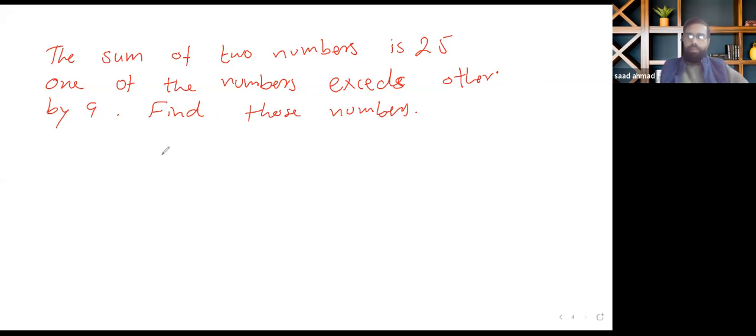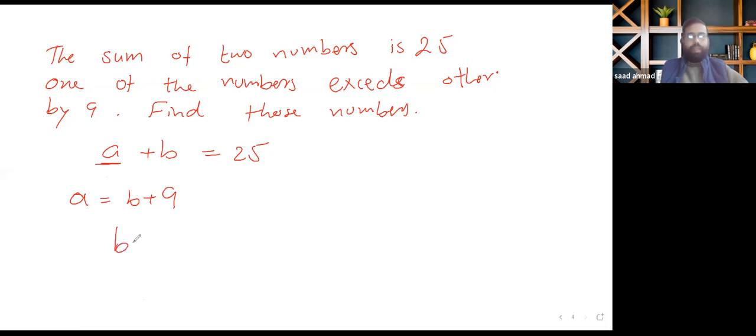All right, so the sum of two numbers is 25. Let's say we have two numbers, a and b, and their sum is 25: a plus b equals 25. Then we know that one of the numbers exceeds the other by 9, so a equals b plus 9, because a exceeds the other number by 9. Now we can replace the a here by this.